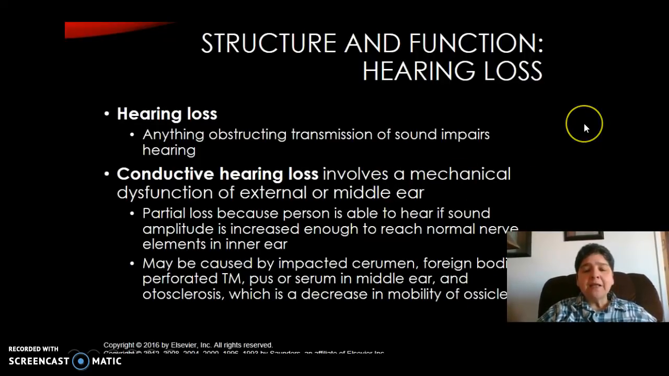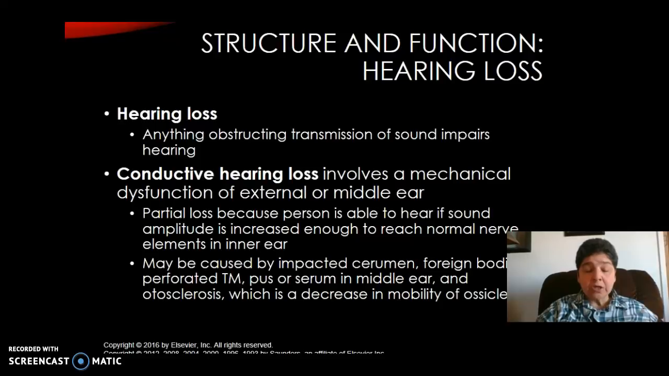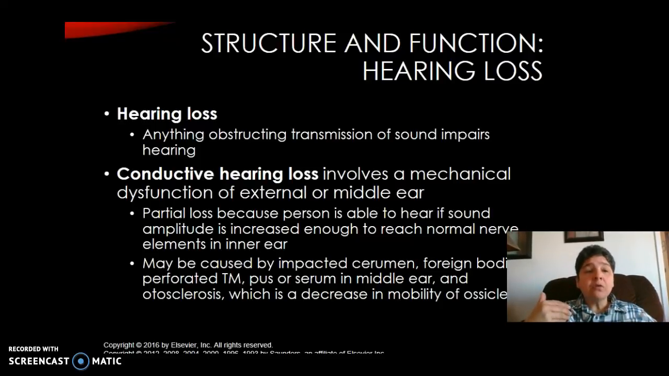So a hearing loss, anything that obstructs the transmission of sound impairs hearing. Now, this can be caused from something physiological, like the person getting older or some kind of damage to the system, but it also can be caused by something as simple as something plugging the ear canals, like wax, or maybe some type of an object. Unfortunately, we have kids that stick things in their ears. I've also known of people who've had moths or bugs crawl into their ears, and that can cause that problem as well.